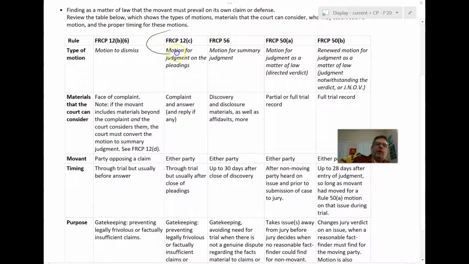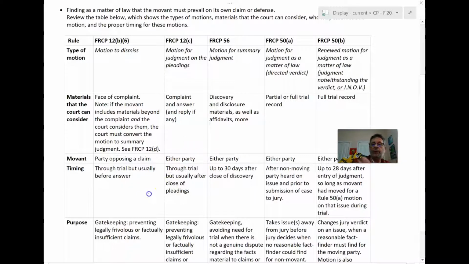Here's one we haven't talked about before, a Rule 12(c) motion. You've read about it in Rule 12. That's a motion for judgment on the pleadings. It's done when the pleadings are closed. So say, for example, P serves his complaint, D serves her answer, pleadings are closed. Well, now either party can move for a judgment on the pleadings, right?